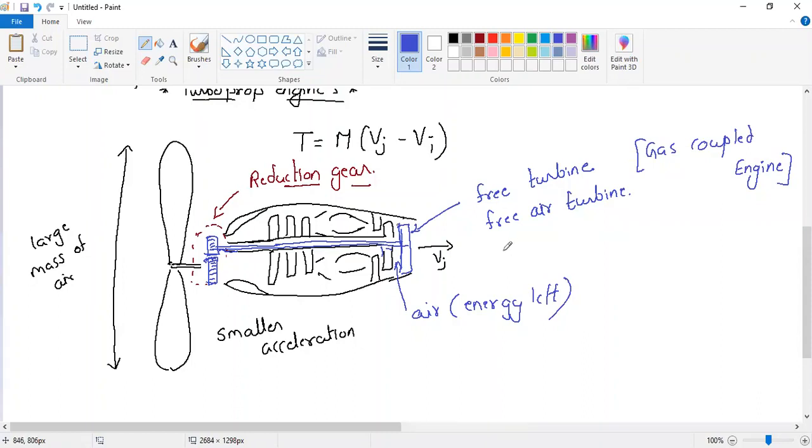Why do we call it gas coupled? Coupled means two things are connected. Here, when this turbine is rotating this compressor, this is mechanically coupled. Both are physically connected. When there is no physical connection, air is the one rotating this turbine. So only air is the connection between these two engines, right? Hence it is called air coupled or gas coupled. Clear? Any doubt over here?